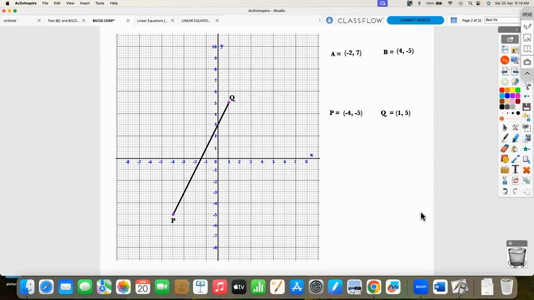You know what you should get as your answer, and then I will help you guys. When you finish, just tell me. So I'm going to write down the formula in the meantime. M equals y2 minus y1 over x2 minus x1.